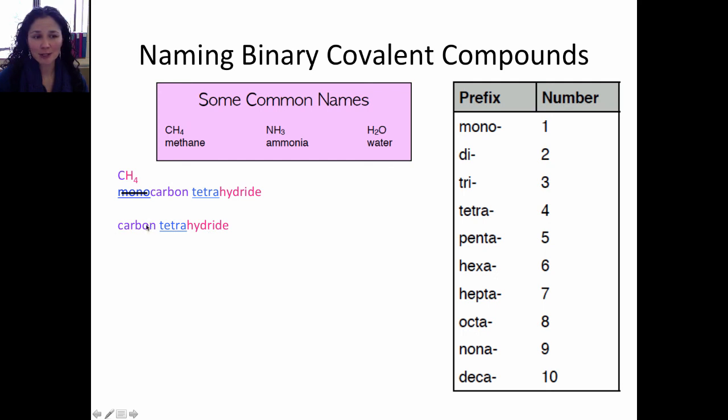So you just name the first element, you use the prefix unless it's mono, and you drop it. And then you name the second element using the prefix to say how many there are, and you always end the second element in IDE. Let's do ammonia. So this is NH3, so you would name it nitrogen trihydride. And then for water, this would be dihydrogen, so this di is the prefix for this, and monooxide because there's one. So do not drop the mono if it's for the second element.